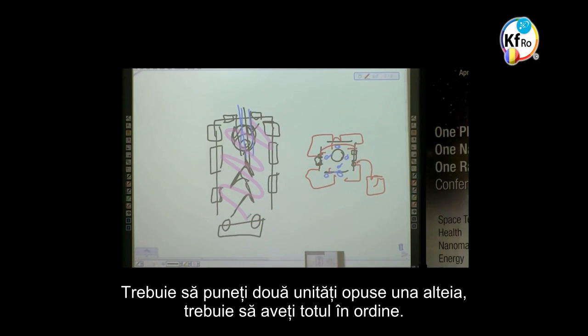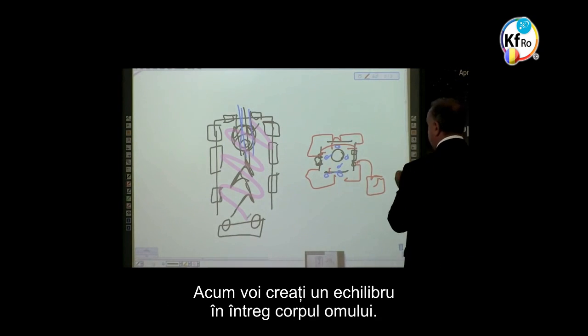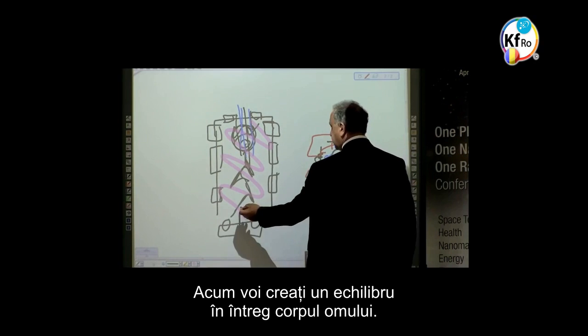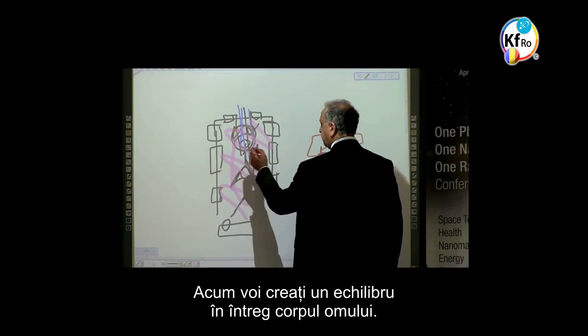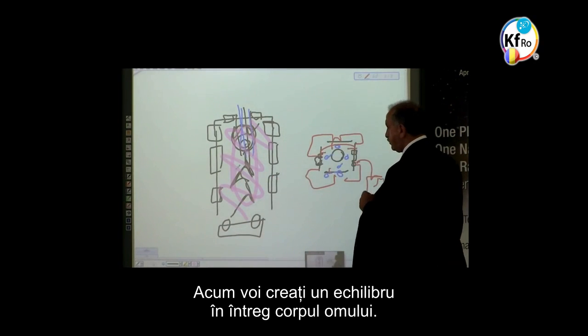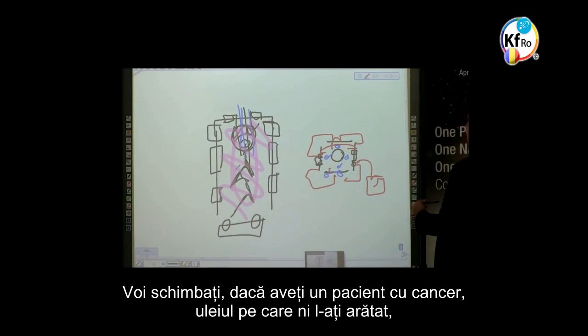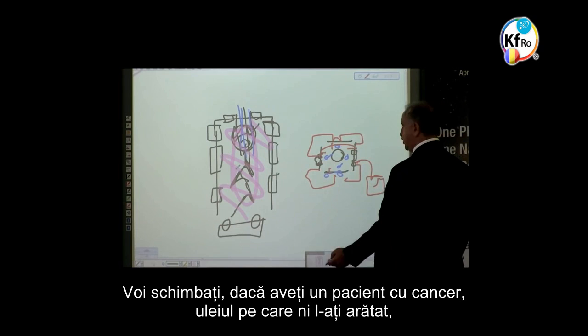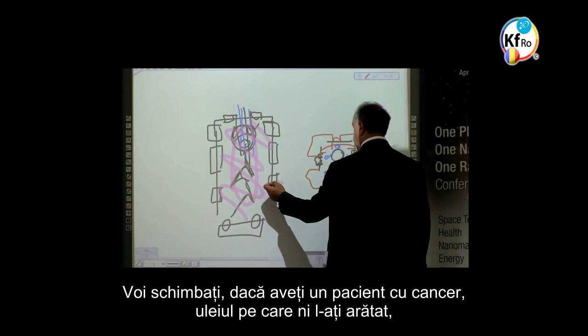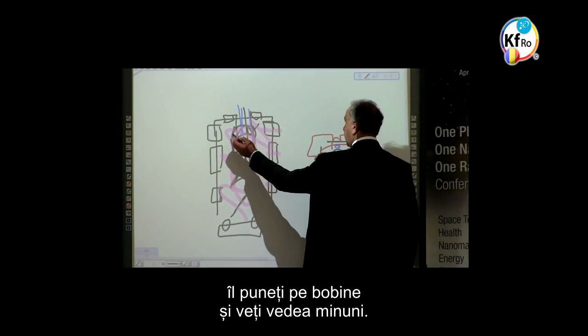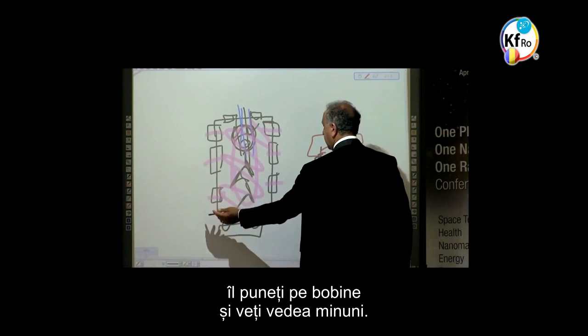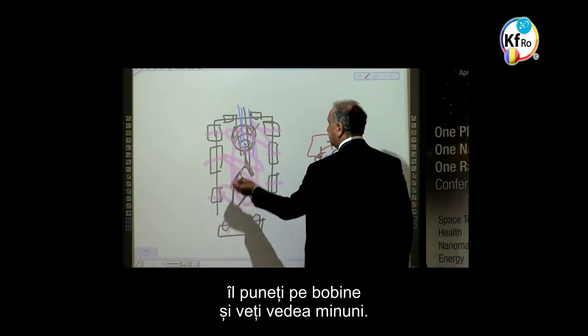You need to put 2 units opposite to each other. You have to get everything in the right order. Now you create a balance in the total body of the man. You have a cancer patient, the oil you showed us, you put on the coil, you will see wonders.